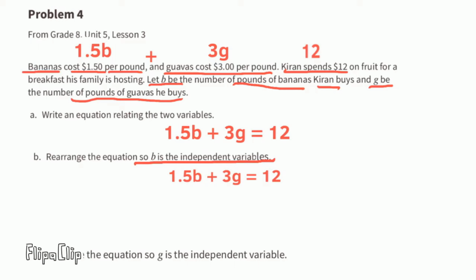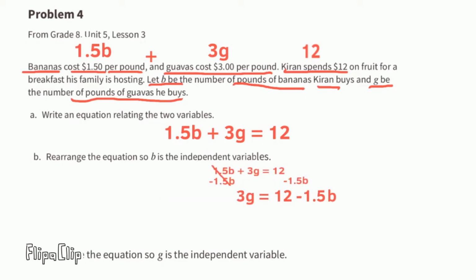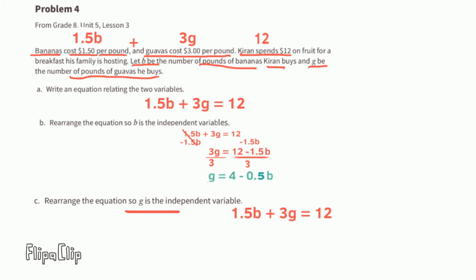We need to get the g by itself, so let's subtract 1.5b from both sides. Now that 1.5b is canceled out on the left side of the equal sign, the equation reads 3g equals 12 minus 1.5b. Divide both sides by 3 so that we have just 1g. 3g divided by 3 equals 1g, or g, and 12 minus 1.5b divided by 3 equals 4 minus 0.5b. The equation now reads g equals 4 minus 0.5b.